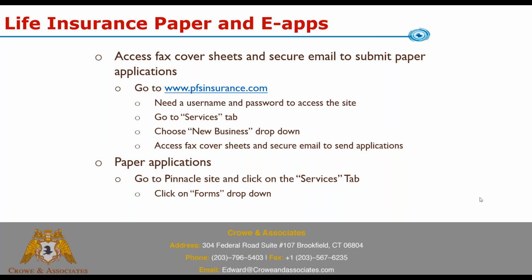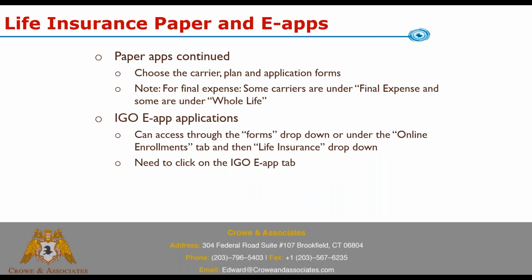So now, the other question we get a lot is if somebody says, well, I need to write my first app to be appointed, how do I get my first app? Well, you can get that on the Pinnacle site too. You could either call us and have us send it to you, or you can get it yourself on the site if you want. Same thing, you'd go to the Pinnacle site, you'd click on the Services tab, and then click on the Forms drop-down. And again, I'll show you an example of that in just a minute.